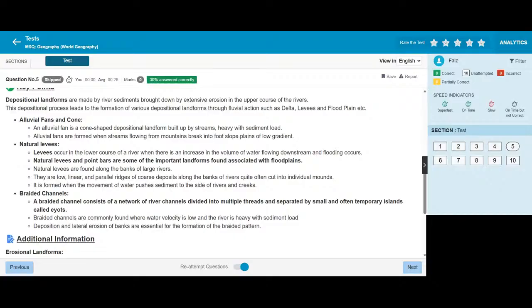Natural levees occur in the lower course of a river when there is an increase in the volume of water flow downstream and flooding occurs. Natural levees, point bars, are some of the important landforms bordering the floodplains. Natural levees are found along the banks of large rivers. They are low, linear, and parallel ridges of coarse deposits along the bank of the river. It is quite often cut into individual mounds. This is found when the movement of water pushes sediments to the side of the river and creeks.